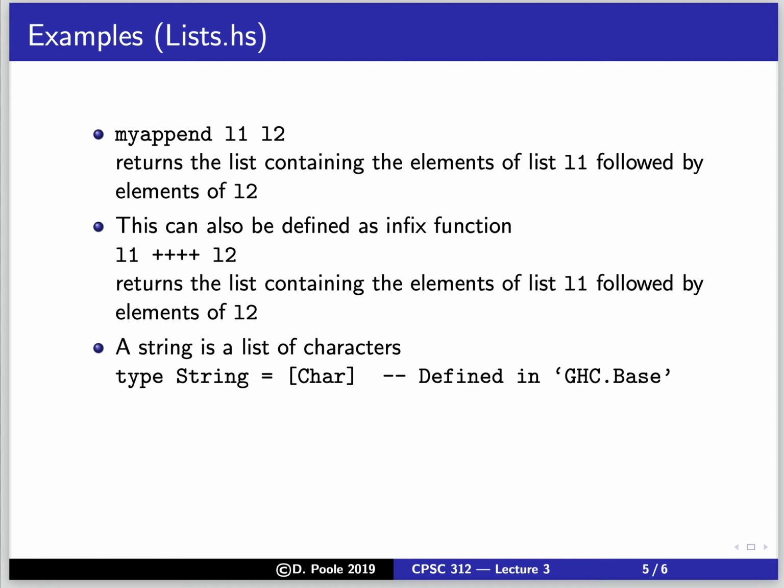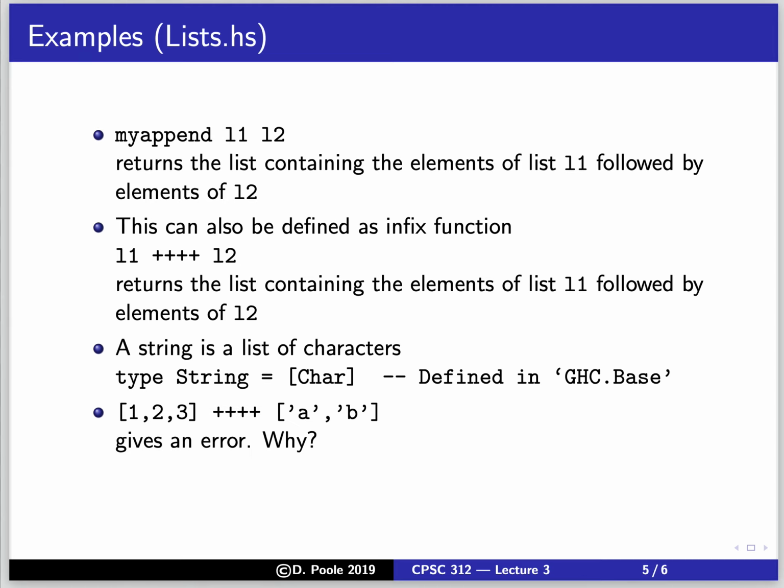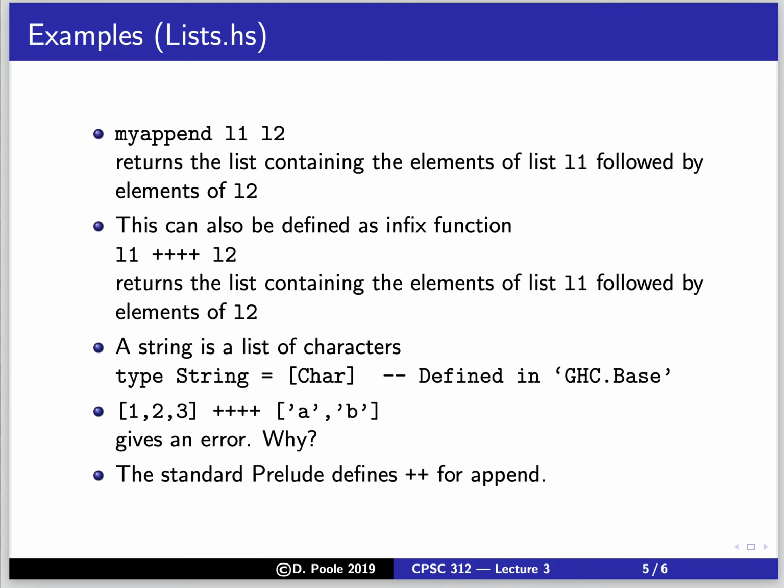The other thing we'll do is a string is a list of characters. We're going to do type string is a list of characters. So here's an example of a list of characters: the character A, comma, the character B, and it's going to be written as the string AB. And 1, 2, 3 plus plus AB gives an error, a compile time error, because the types don't match. And the standard prelude, which is defined when you load it, uses plus plus for append.